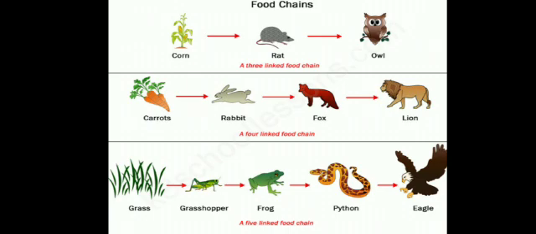Likewise, carrots are eaten by rabbit. Rabbits are eaten by fox. Fox are eaten by lion. Similarly, a food chain continues. Okay, it is a series of feeding relationships between living organisms, meaning each living organism depends for its food on others.